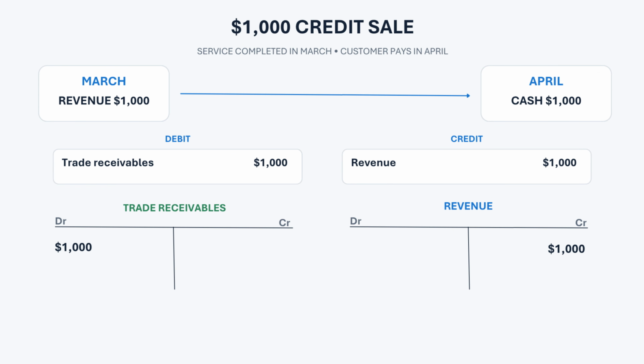The entry is debit trade receivables, $1,000, and credit revenue, $1,000. Revenue increases on the credit side, and the trade receivable is an asset because the customer owes the business money. So we've recognized revenue now and cash later.